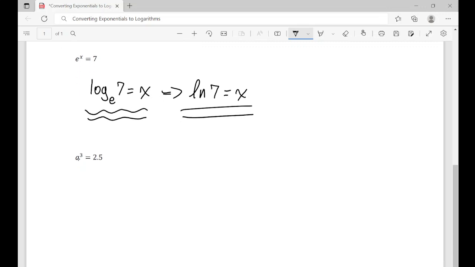And here we have a to the third equals 2.5. I see my base here is a. What is a? Doesn't really matter. It's the base. So I'm going to say that this is log base a, and I take 3 and 2.5, and I just switch them. So log base a of 2.5 equals 3. And that is the logarithmic statement for this exponential.